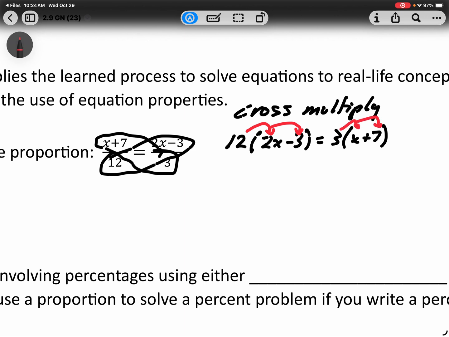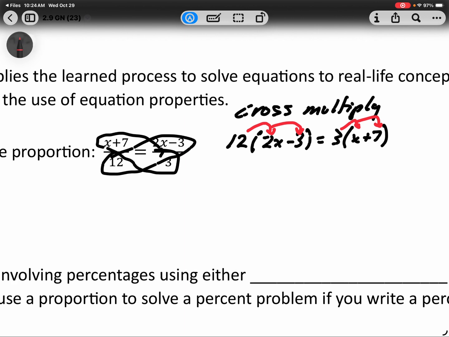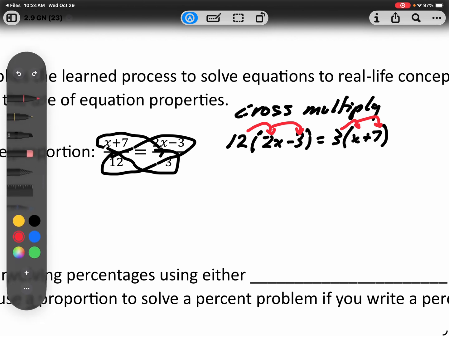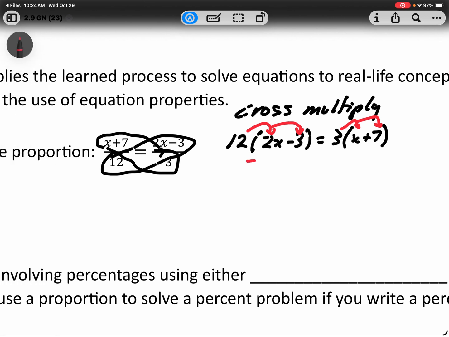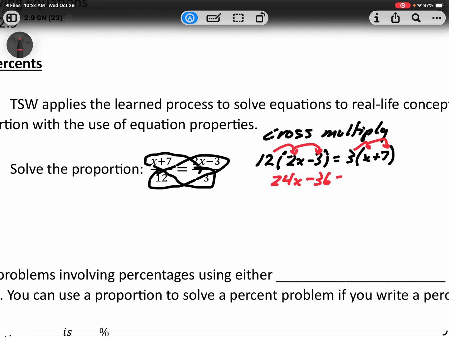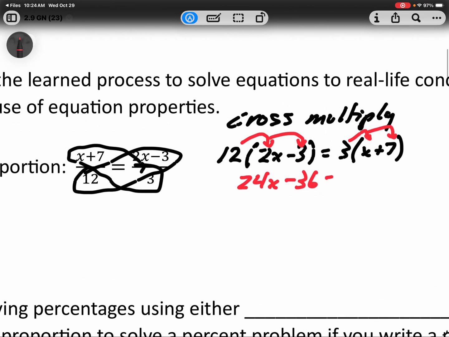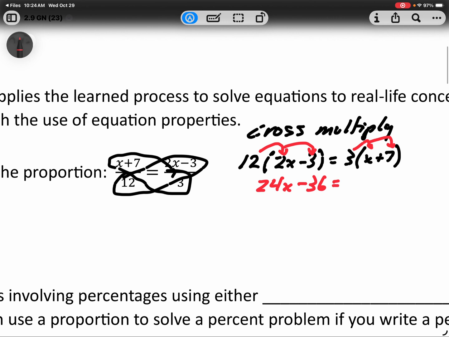And so the next step is to literally work it out and then ultimately find x. So I go ahead and multiply my values. So in this case, 12 and 2 makes 24x. And then I'm going to take away 36, and then that's going to equal 3x plus 21.